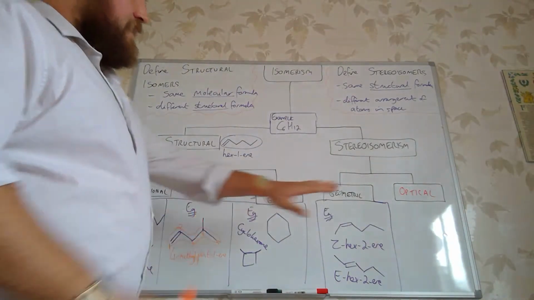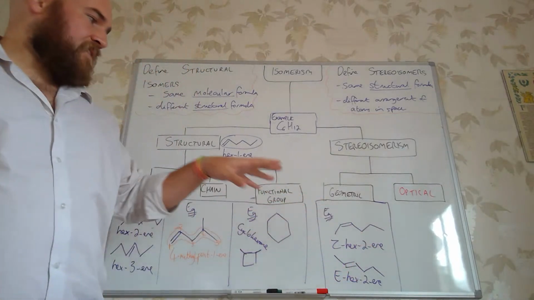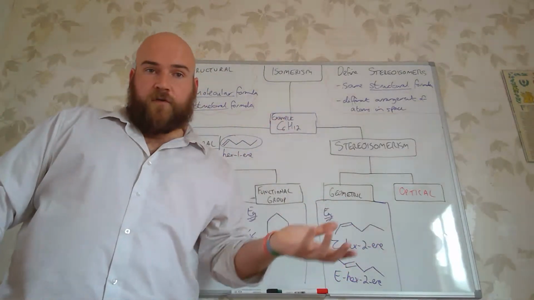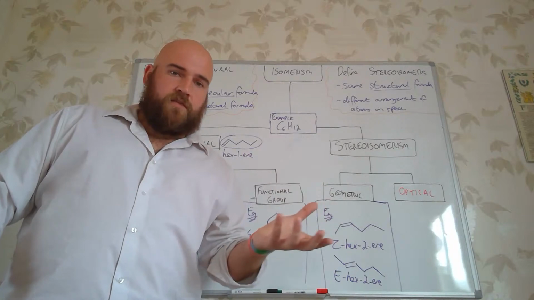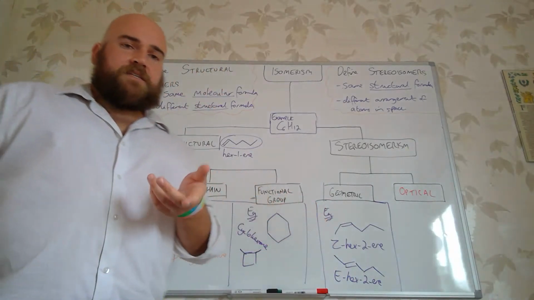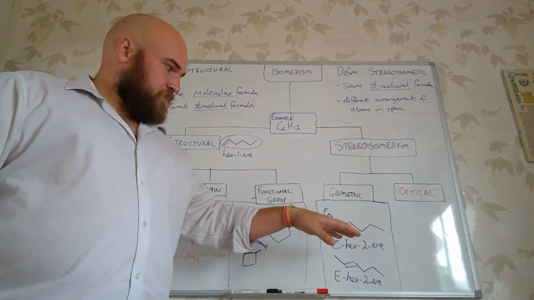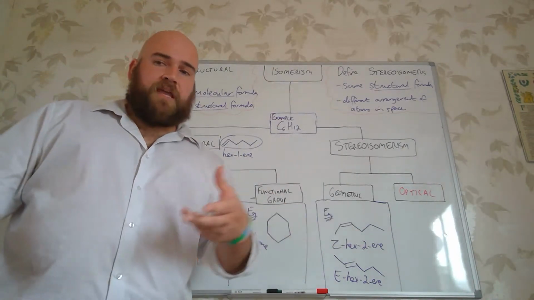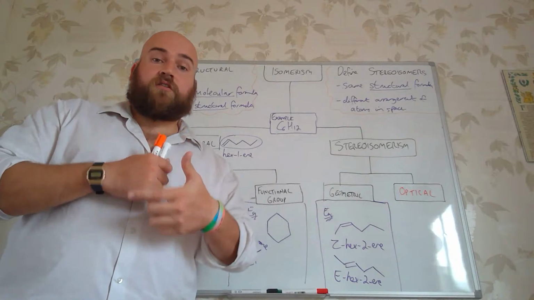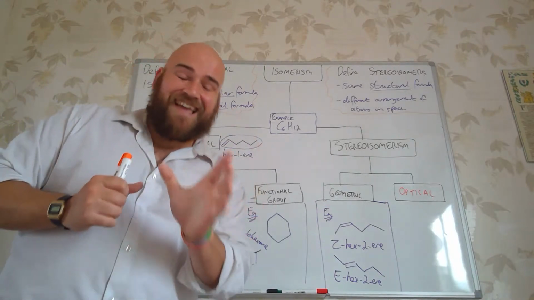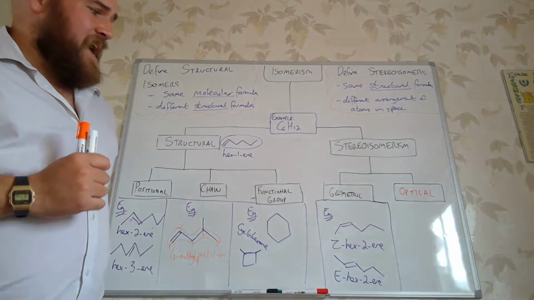Will that affect the overall chemistry of hex-2-ene? No, they've got the same functional group. It's in the same place within the molecule, but it will affect physical properties like boiling points. So the E isomer would probably be able to pack closer together, have stronger van der Waals forces, and a slightly higher boiling point as a result.